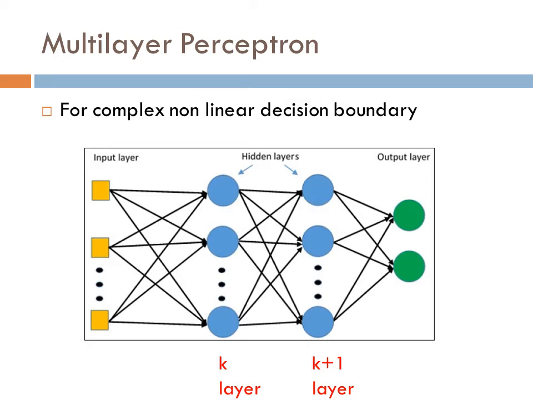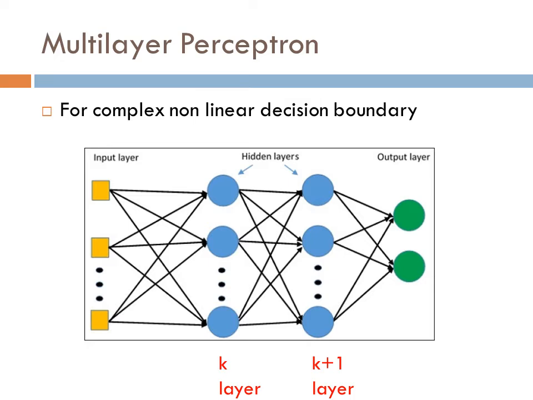As before, the output from the kth layer goes to the input of the k plus 1th layer. The output of every neuron in the kth layer is connected to the input of every neuron in the k plus 1th layer, as can be seen here for any hidden layer as well as the output layer from the input layer. The input layer, other than passing the signal, has no role, so it is drawn as a square box.